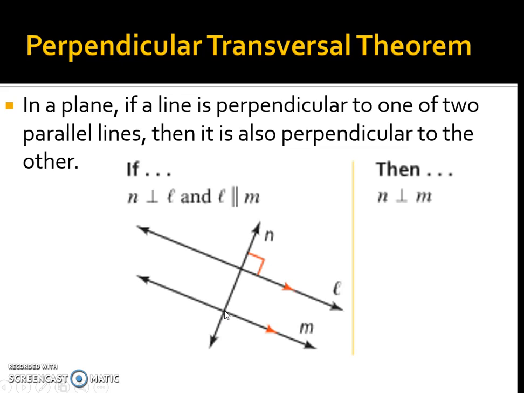which is 90-degree angles. So basically, if this N and this L are perpendicular, and this L and this M are parallel to each other, then N and M are perpendicular to each other. So in a plane, if a line is perpendicular to one of two parallel lines, then it is also perpendicular to the other line. So this is called the perpendicular transversal theorem.